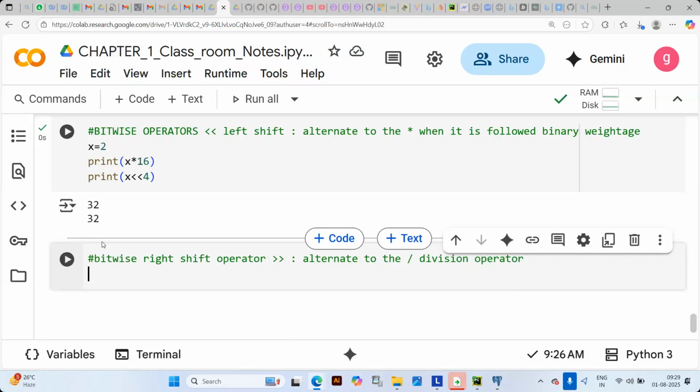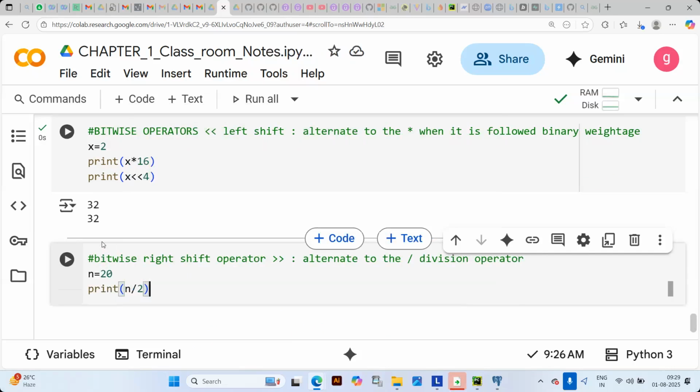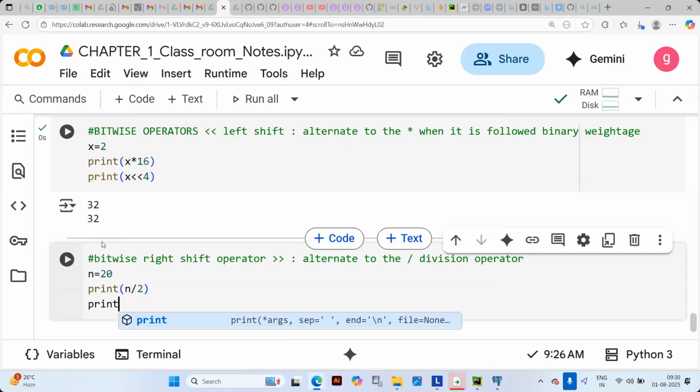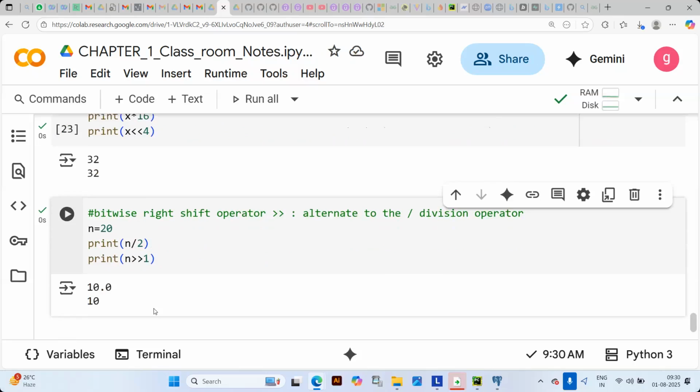Wherever a division operator is required, when it follows division at the binary weightage level, say the given number is 20. If you perform n divided by 2, it gives the value 10. Even if you perform n right shift one time, it will also give the same result. You see. Then we can apply this right shift operator rather than the division operator.